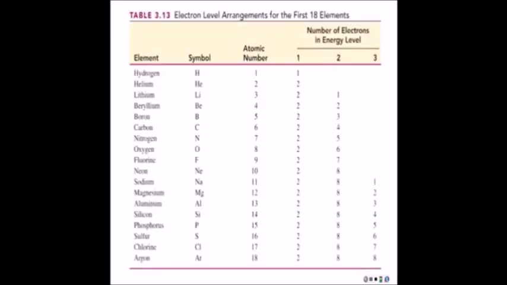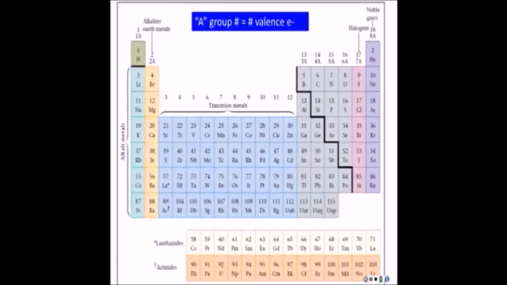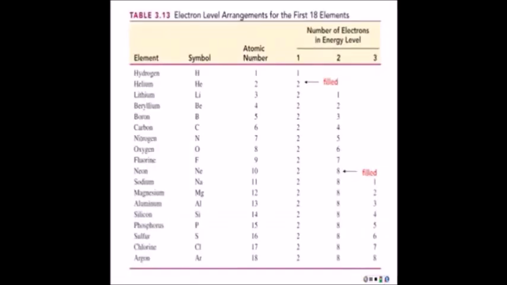Now if we check out the first 18 elements, we can see how the number of electrons are being added to the different energy levels. So the first energy level is filled once we get to helium. The second energy level is filled once we're at neon, and the third energy level is filled with argon. So you notice that the noble gases all have filled outer energy levels. And that's the key to explain why they're not chemically active.